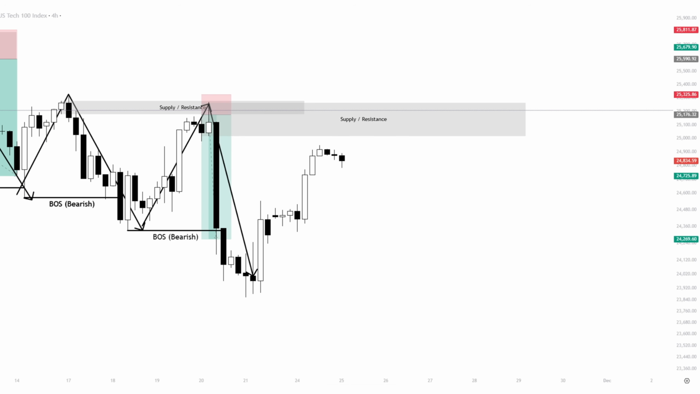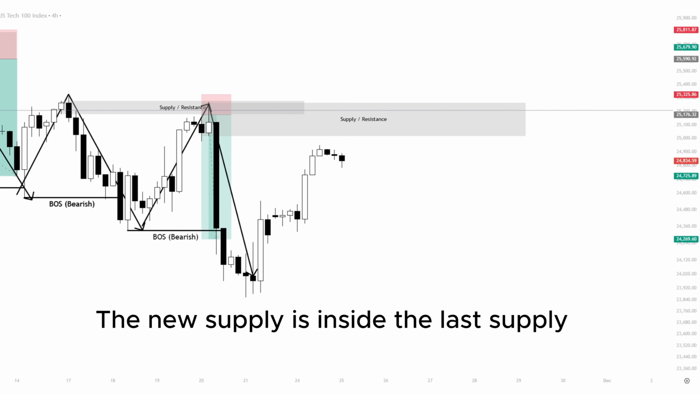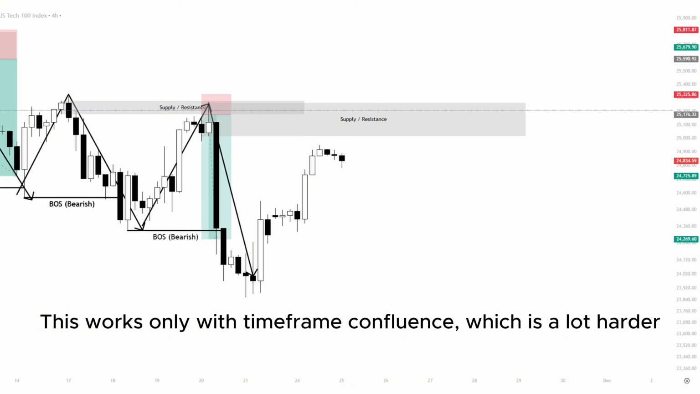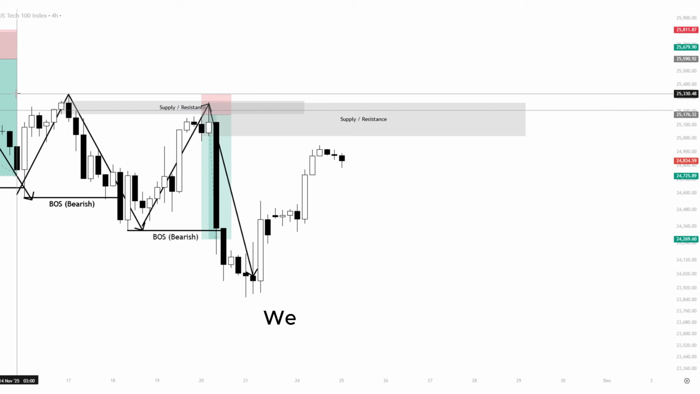Usually I would avoid taking a setup like this, where there are 2 supply levels that hit each other, where the new supply is inside the last supply, both being on the same time frame. This could work only if we use time frame confluence, and we switch into a lower time frame and find there a low time frame supply from where we can sell short. But from here, it's riskier.